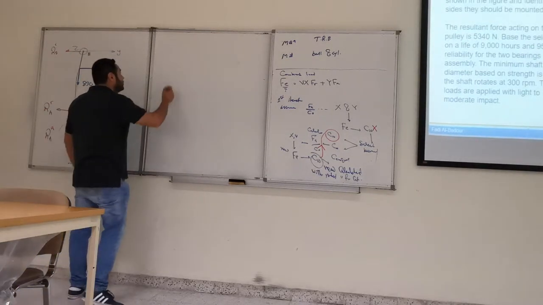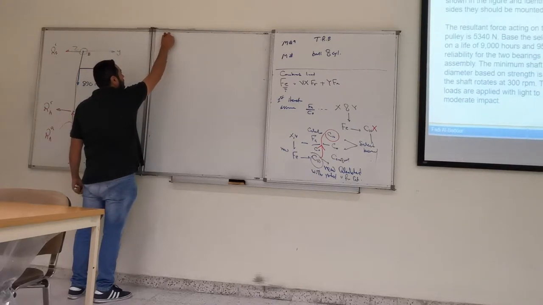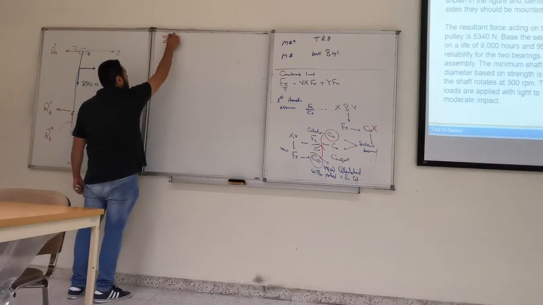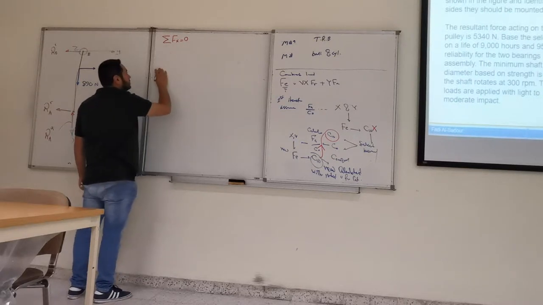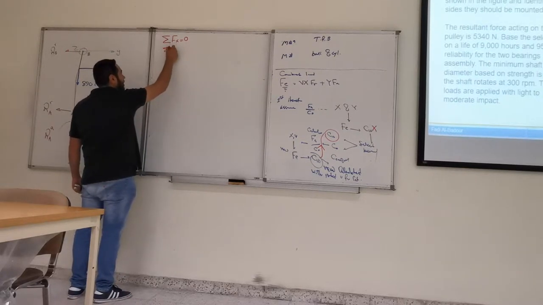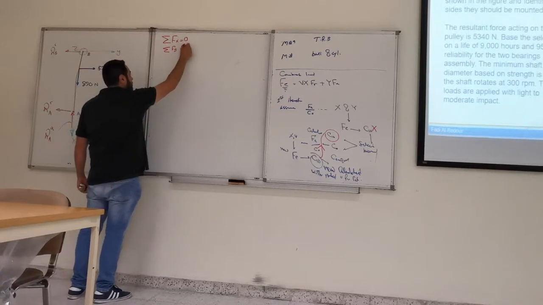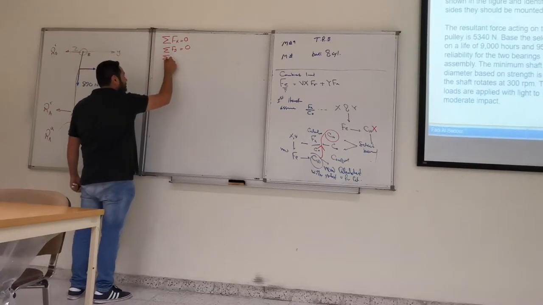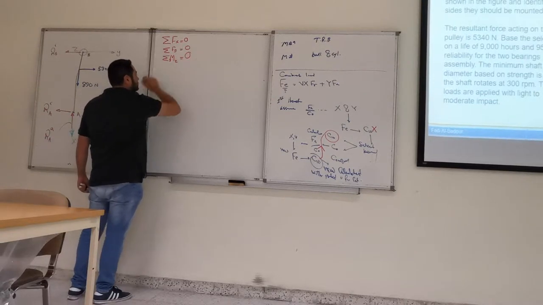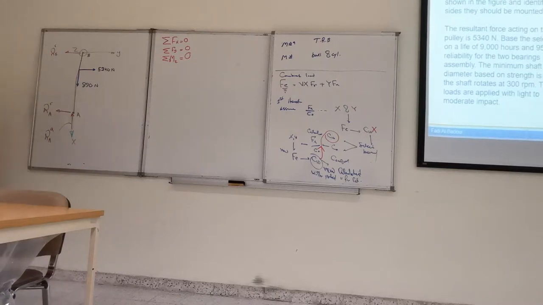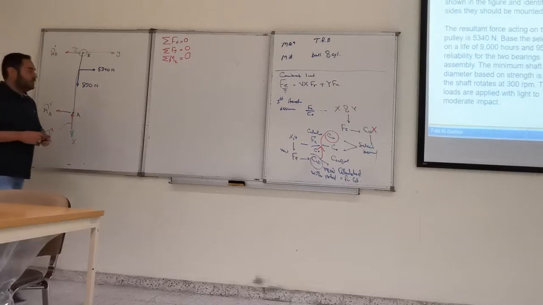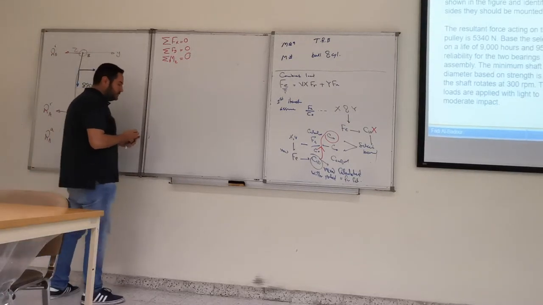But in order to determine the reaction, we utilize equilibrium. So we have three equations. Summation of forces in X equals zero. Summation of forces in Y equals zero. And summation of moment about the Z axis also should be zero. So we have three equations, and how many unknowns? Three. So we are in good shape. Let's start with the easiest.